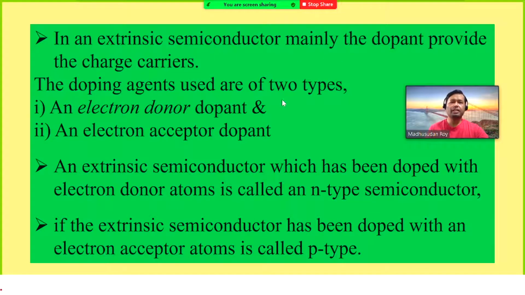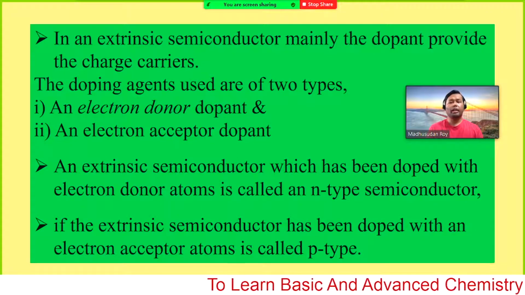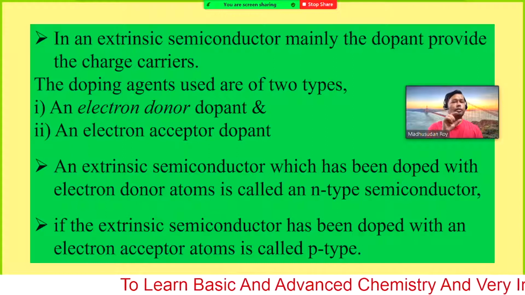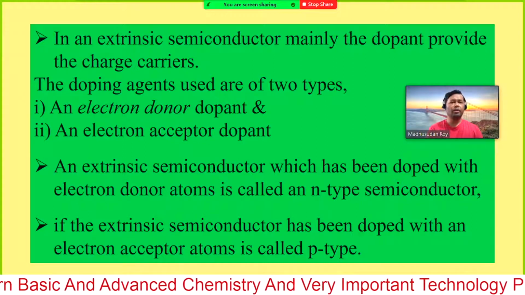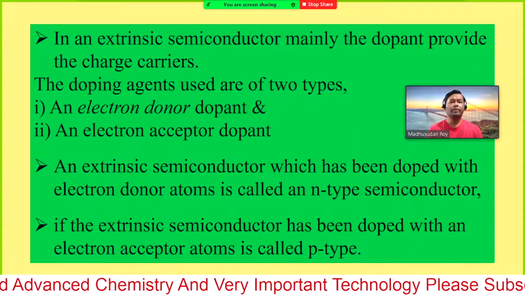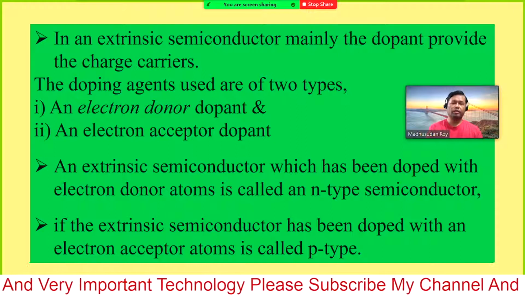The doping agents used are of two types. You are familiar, an electron donor and an electron acceptor. So electron donor means it has one extra electron, and electron acceptor has one deficiency of electron compared to the nearby neighbors.